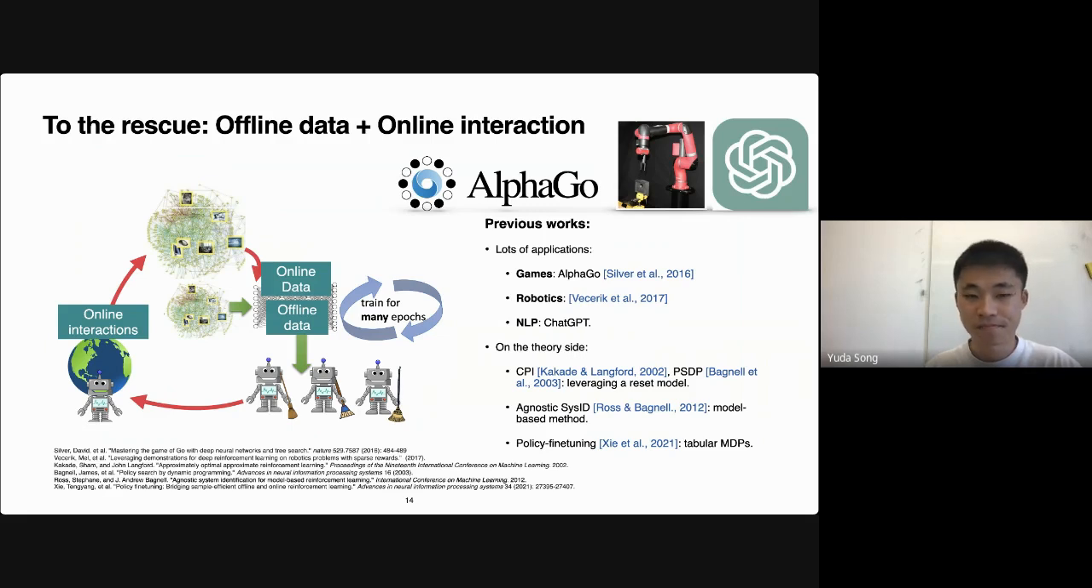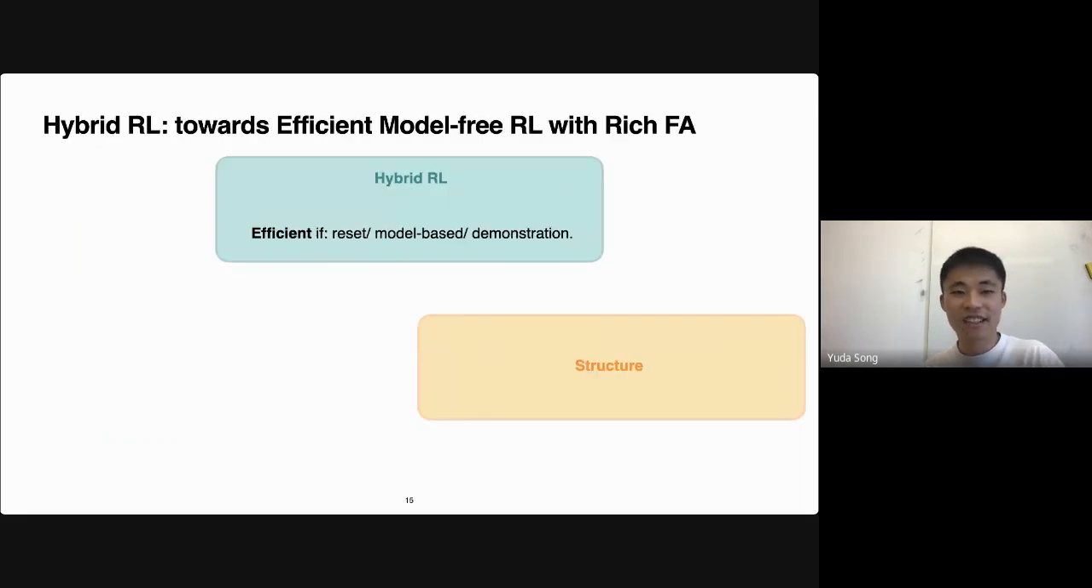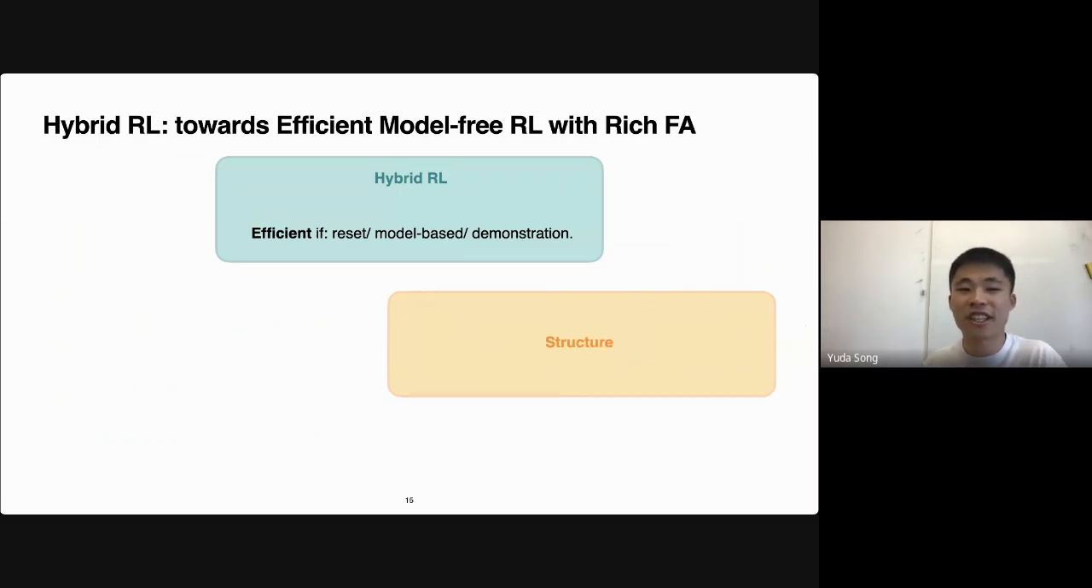Okay, so we see that for the hybrid RL setting, indeed you can achieve efficiency if you have reset, or if you do model-based, and if you have demonstrations instead of mixed quality offline data. But that's not the answer to the question that we posed at the beginning of the talk. But we still have our third toolkit.